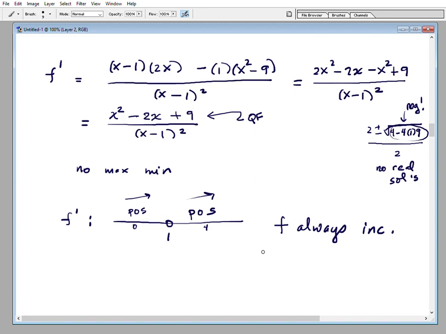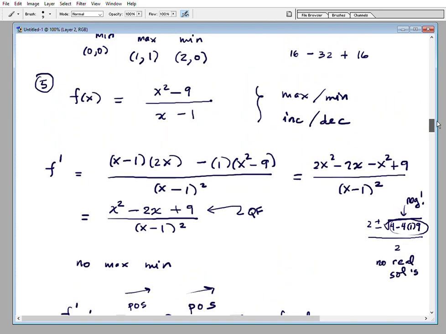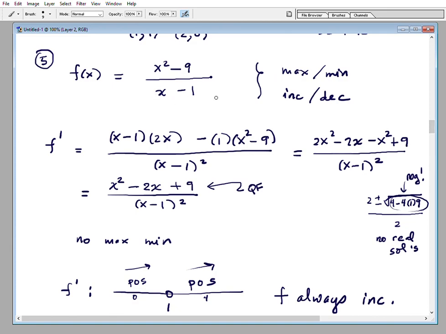Okay, at this point, I'll just say at x equal 1, we have a vertical asymptote because the denominator is 0. Here, go back to F. See, vertical asymptote here.